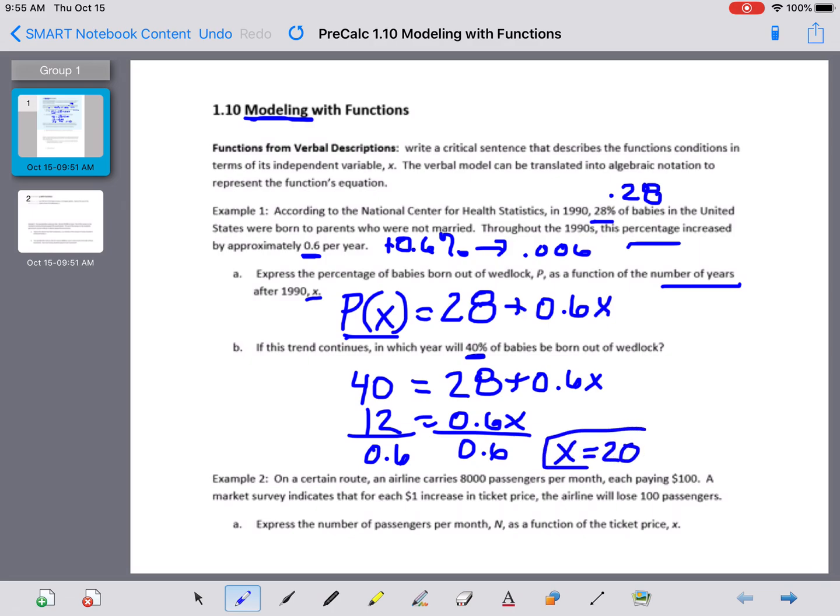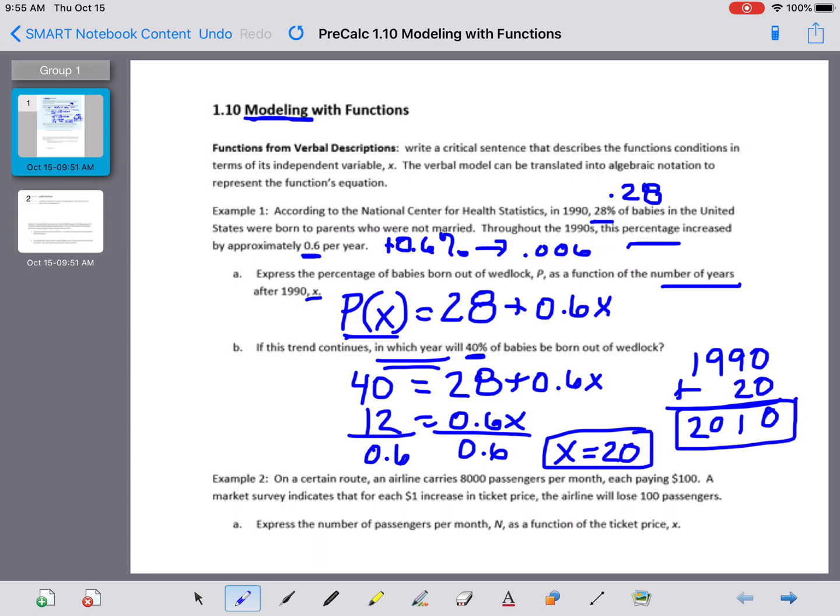Okay, so what does this mean if we get x equals 20? Well, remember it said the number of years after 1990. So 1990 is where we start, 20 years later, and we get 2010. So my final answer, if this continues, in what year? Well, my final answer would be in 2010.